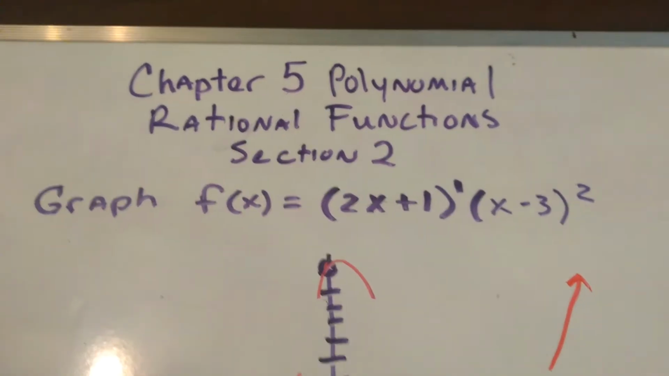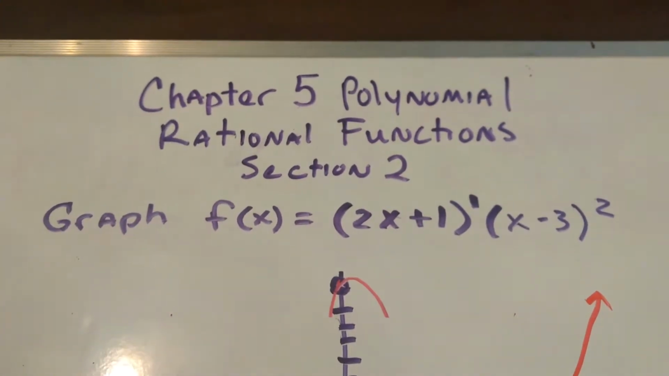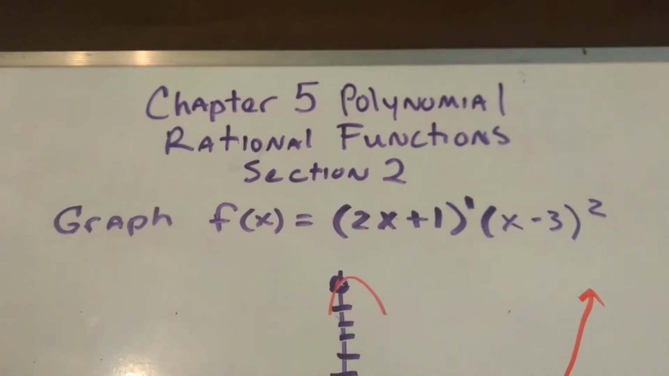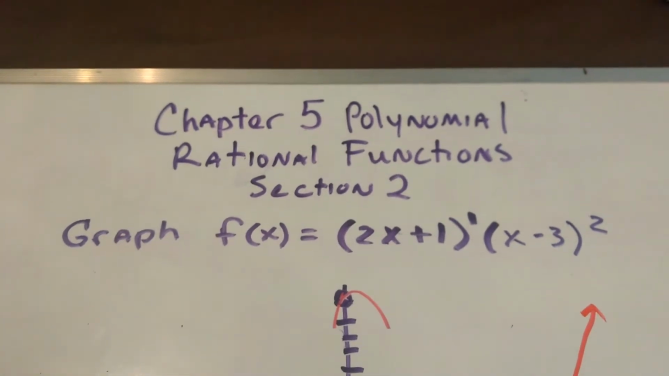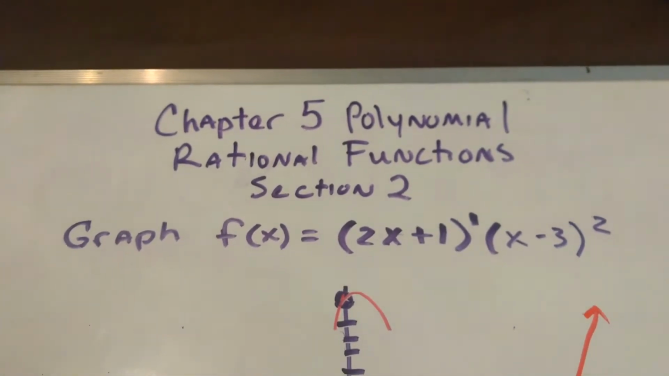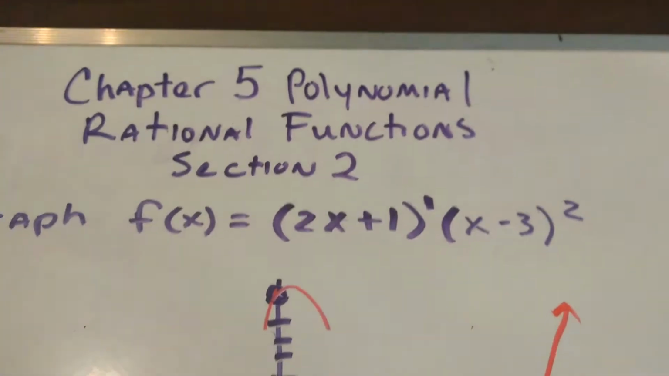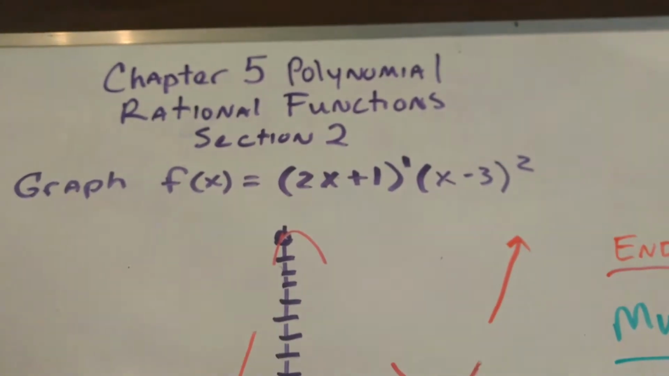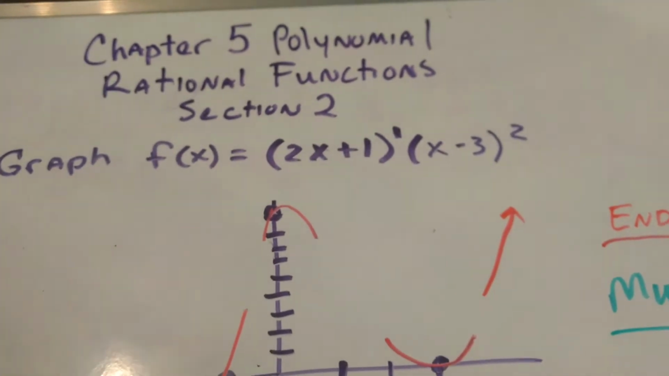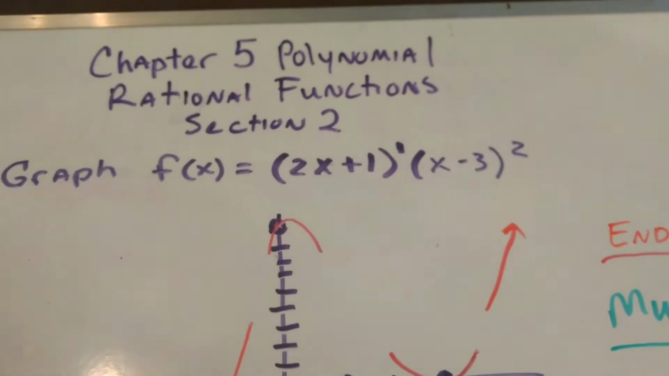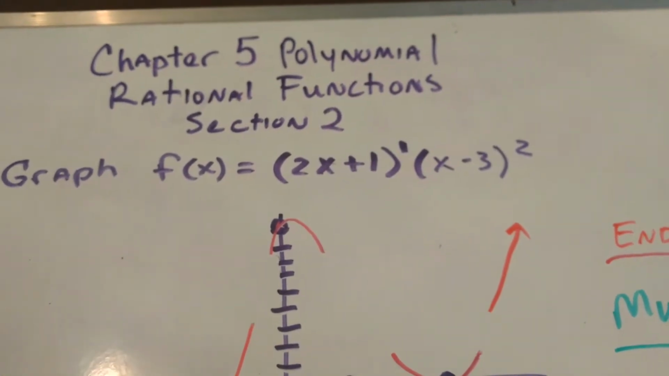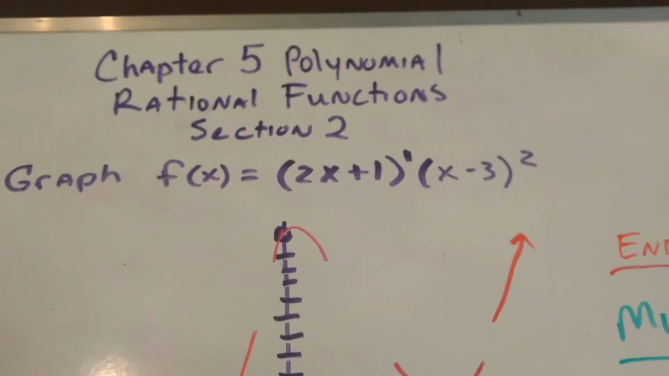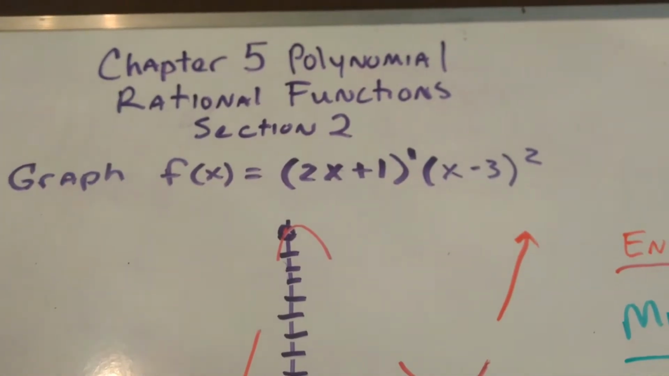A video for chapter 5, section 2, which is called graphing polynomial functions. In terms of this, we're going to graph, and basically this chapter is pretty short. It's only got 2 example problems. I'm going to go through one. The second example problem is done the same way. And basically what we're doing is going through everything that we learned in section 1.